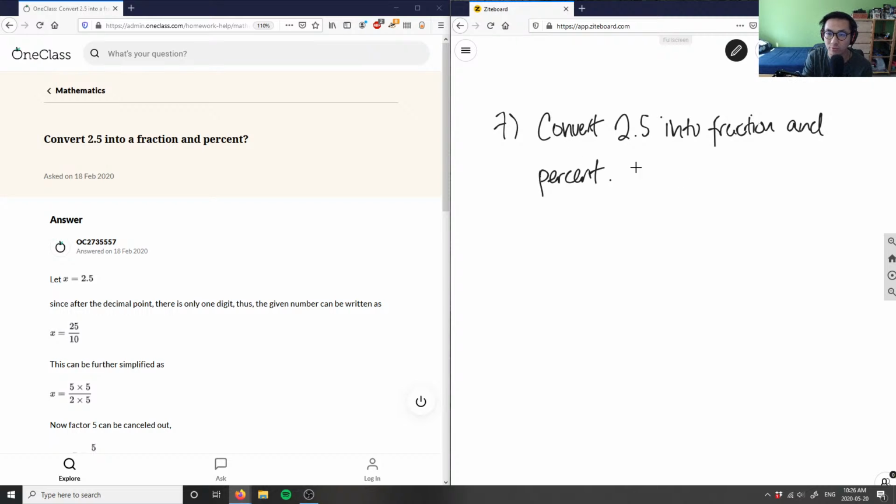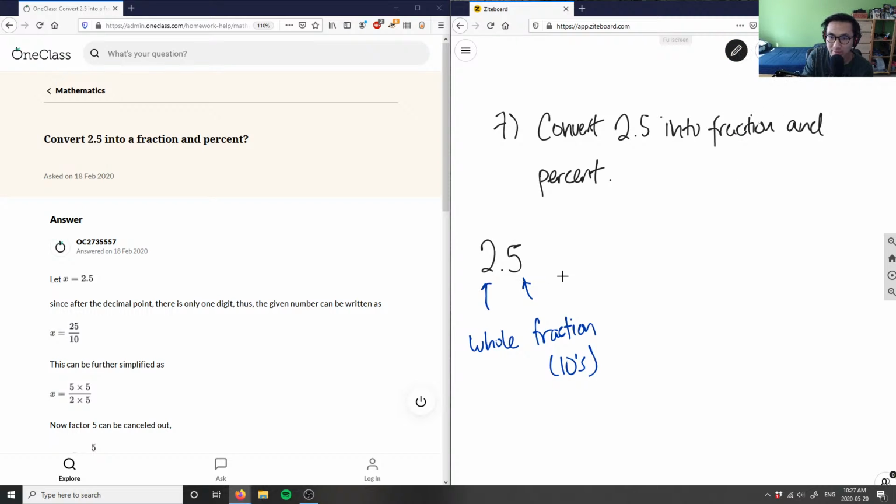So let's do fraction first. So 2.5 into a fraction. So I have 2.5 here. I know that this part here is the whole number part. So this is whole. And anything after the decimal here is the fraction part, right? Or the decimal part. And in this case here, it's in the tens digit, right? Because I know that this is in the first place of a decimal, so it's in the tens digit.